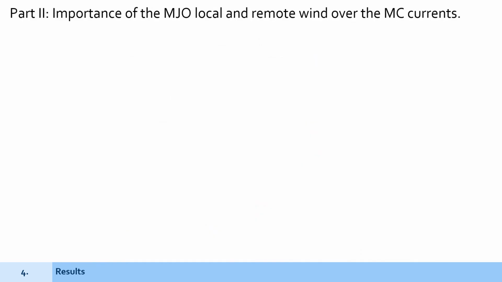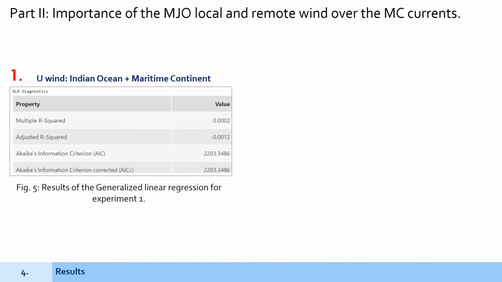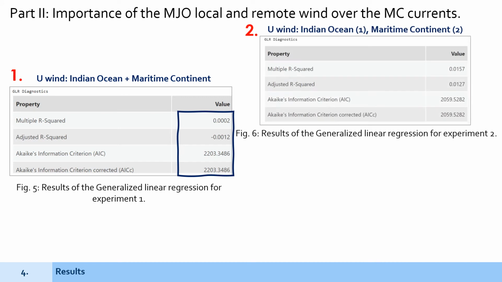So here are the results for the second part, the linear regression. For the first experiment, the R-square value, which measures the goodness of the fit, is very low. This was expected as the wind is definitely not the only forcing of the currents, but it's still very low. For the second experiment, the R-square and the adjusted R-square values are better than the previous one. The ArcGIS information criteria can be used to compare models, with the lower values indicating the better ones. Here the AIC is lower, which also indicates the model is better.